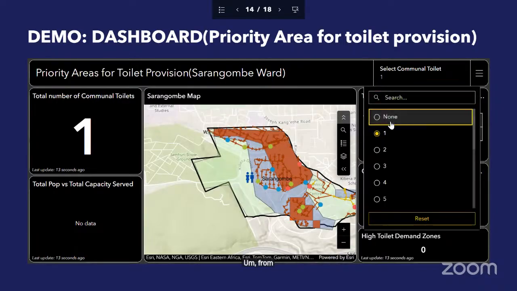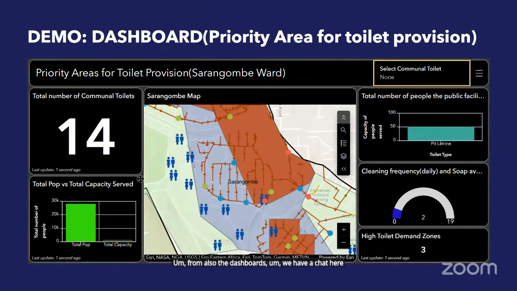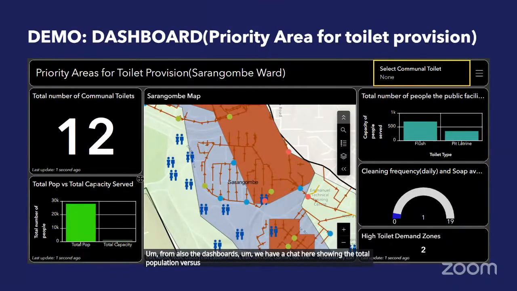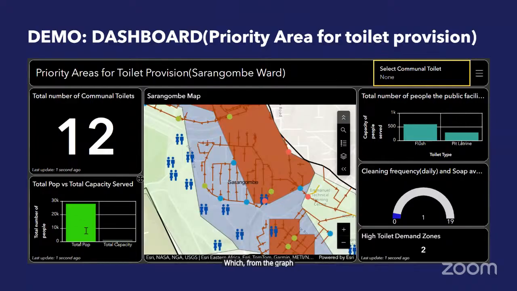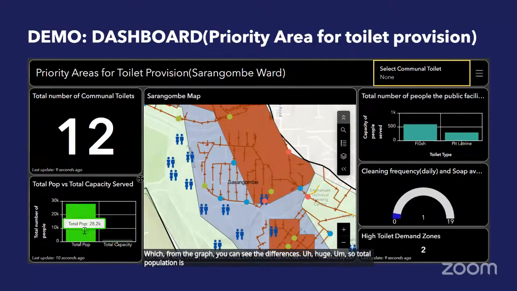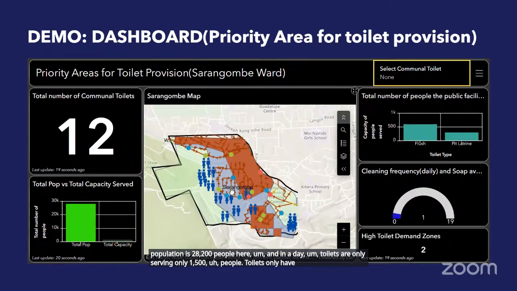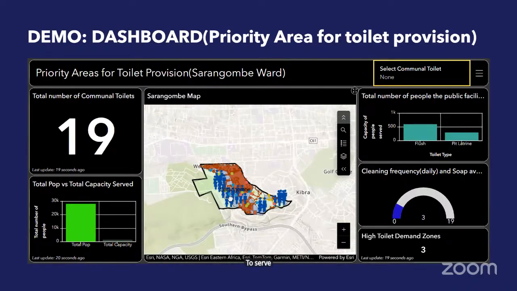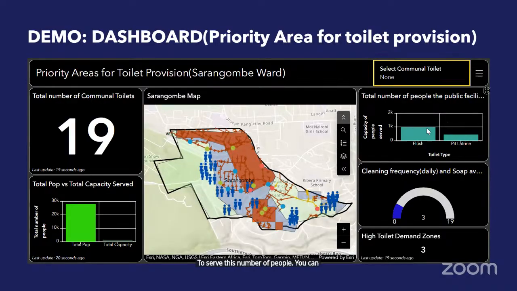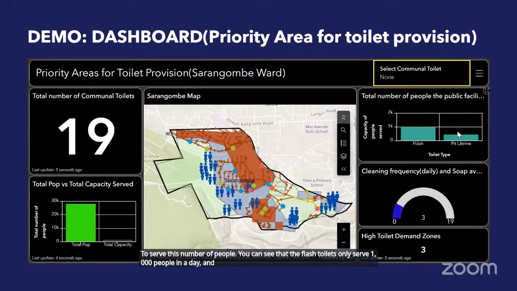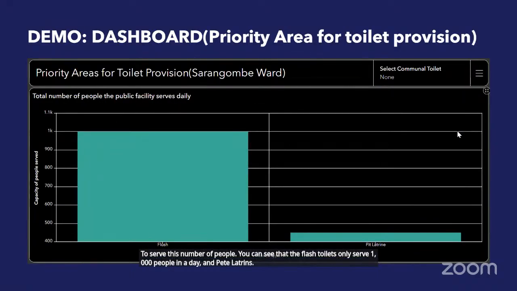From the dashboards, we also have a chart here showing the total population versus total capacity served, which from the graph you can see the difference is huge. Total population is 28,200 people here. And in a day, toilets are only serving 1,500 people. You can see that the flush toilets only serve 1,000 people in a day, and pit latrines serve 450 people daily.